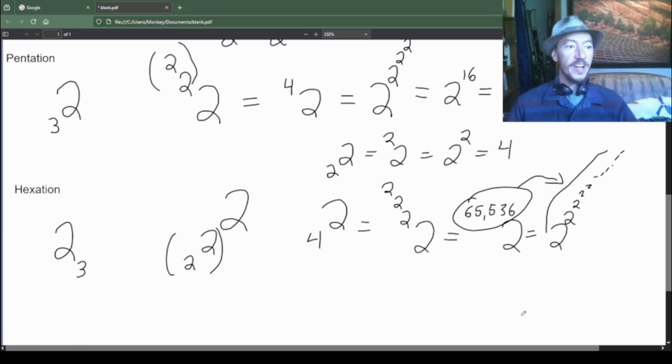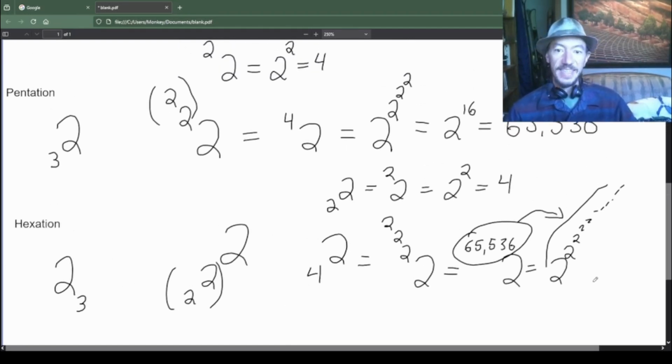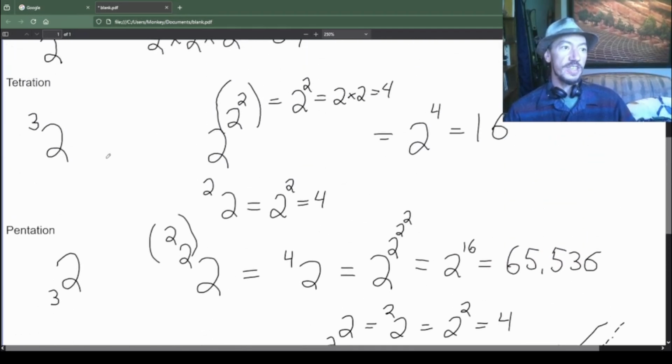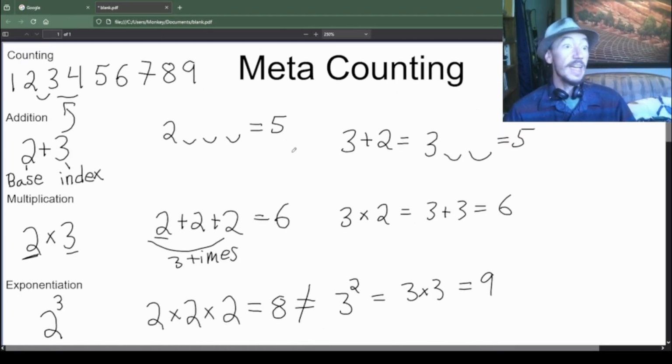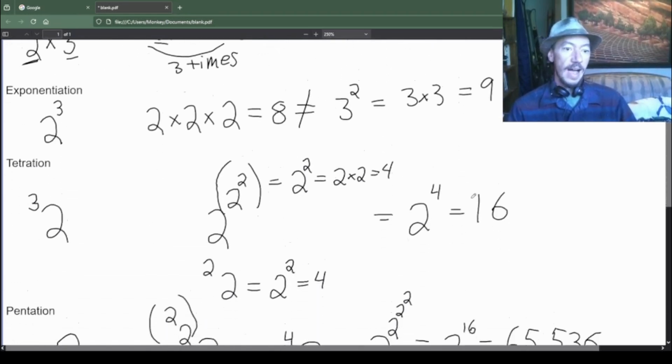So I hope that was kind of fun and interesting. Remember, hexation was just repeated pentation, and that's how we could understand it. Even though we can't write down this number, we can make sense of it to some degree. Pentation is just repeated tetration. Tetration is repeated exponentiation, which was repeated multiplication, which was repeated addition, and all of it is just repeated counting. Everything in this list is just built up on counting.